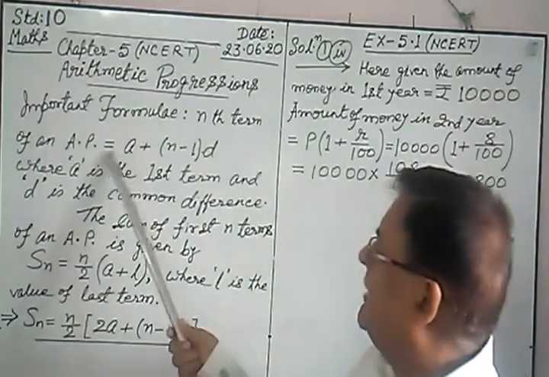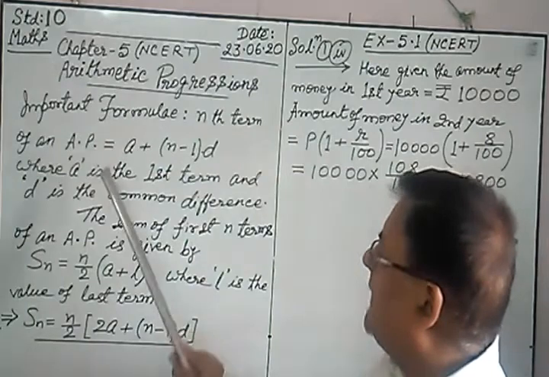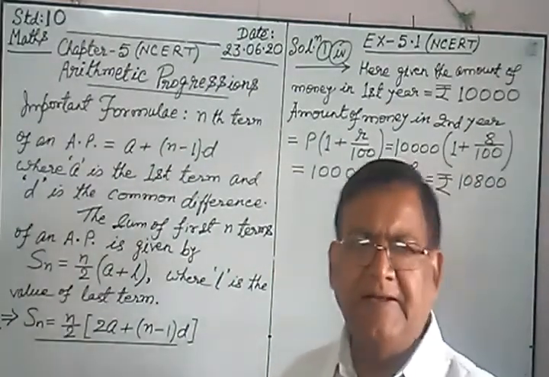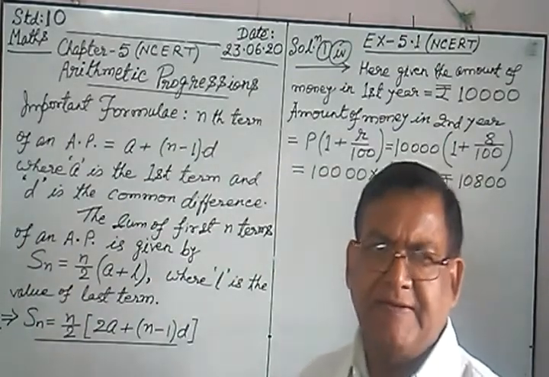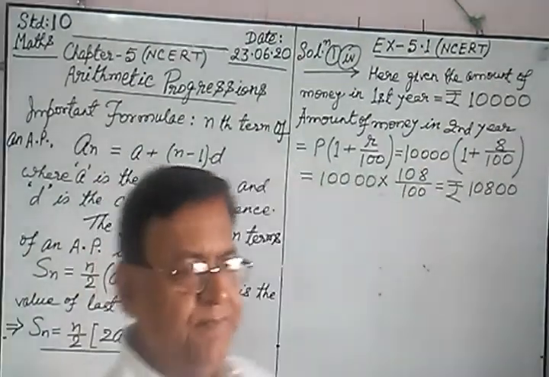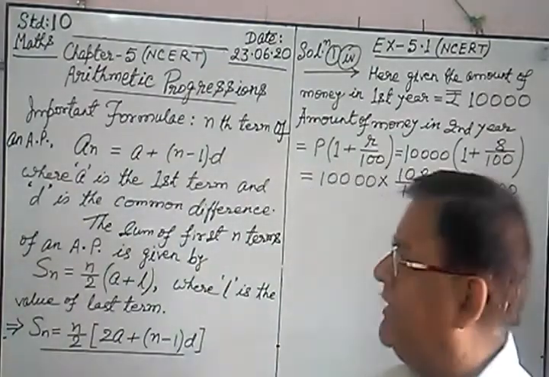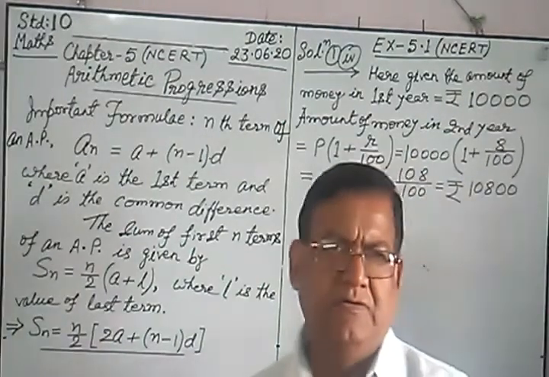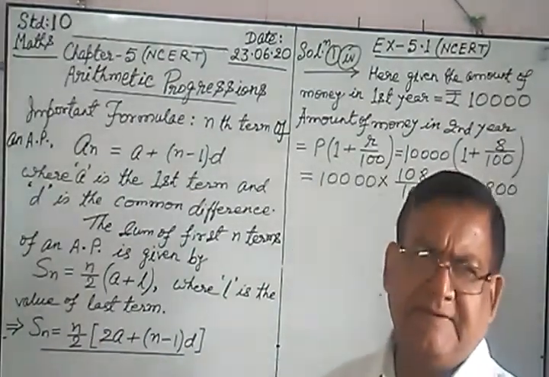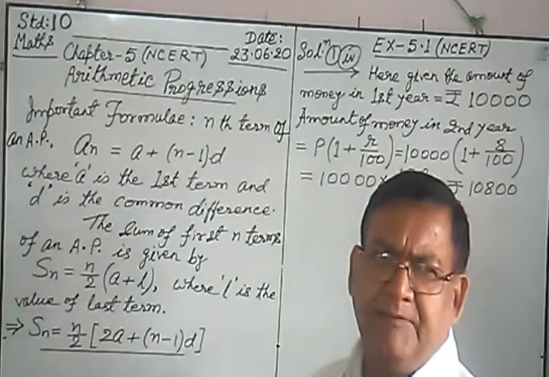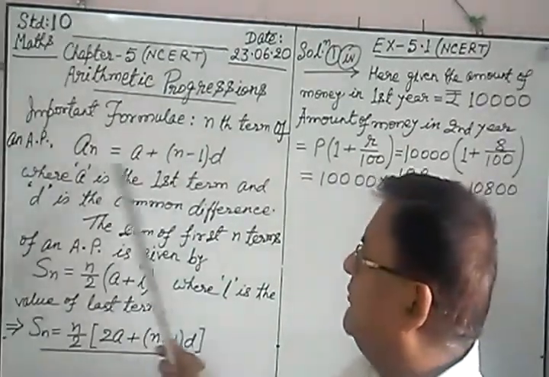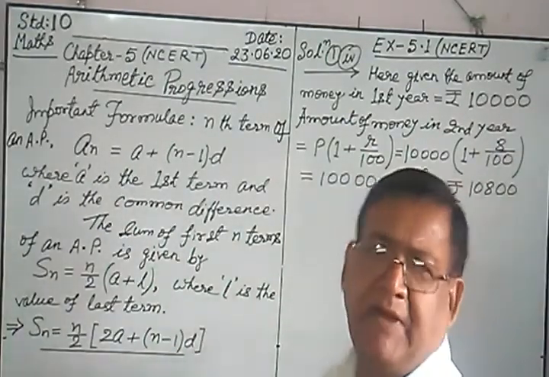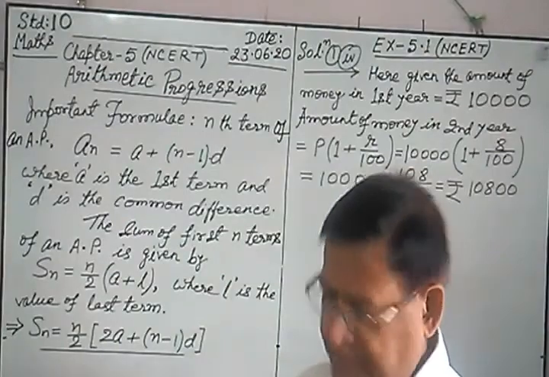So this is the formula: nth term of an AP, a plus (n minus 1) into d. The nth term of an AP is represented by the symbol An. In some books you will also see that in place of An, it is Tn. It doesn't matter; in some books it is written Tn, in some An, but the formula is this, a plus (n minus 1) into d, where a is the first term and d is the common difference, as I told you.